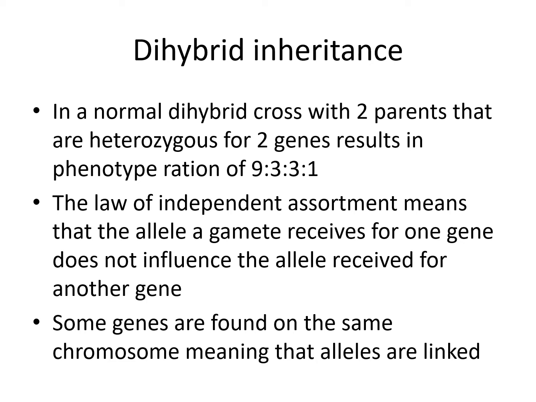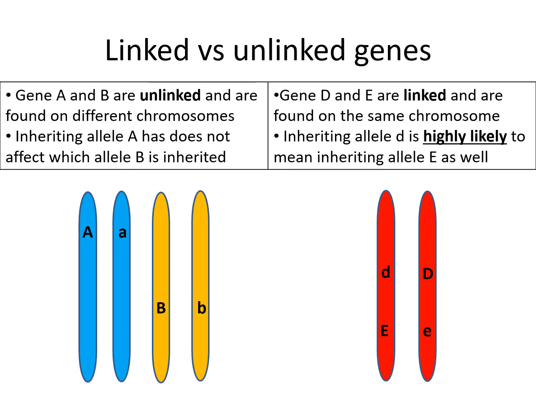Sometimes, however, what we end up with is linked genes. So again, we're looking at two different polypeptides, but they're actually found on the same chromosome. And when they're found on the same chromosome, it means that whatever allele you get for one of those genes is always matched up to the same allele for the other gene. Let's have a little bit more detailed look at what we mean by linked and unlinked.